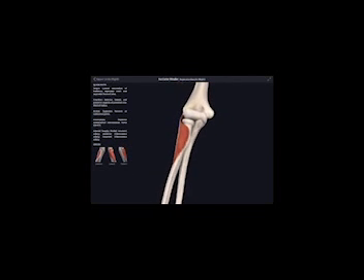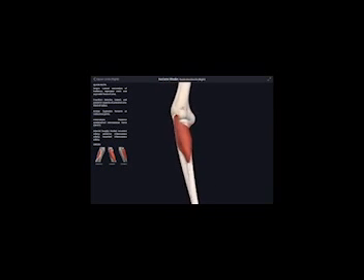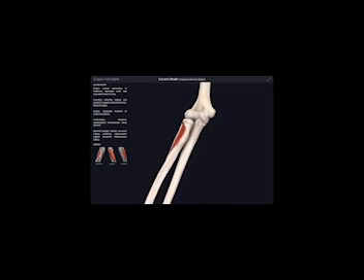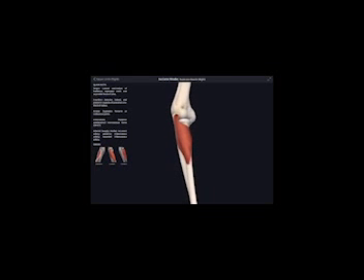It kind of wraps around the radius. It originates from both the humerus and the ulna, wraps around the radius, and then inserts to the anterior medial aspect of the radius. Once this muscle contracts, obviously it'll supinate. The pronated position is when the radius is crossed over the ulna, but once this muscle contracts, it'll come back to supination.